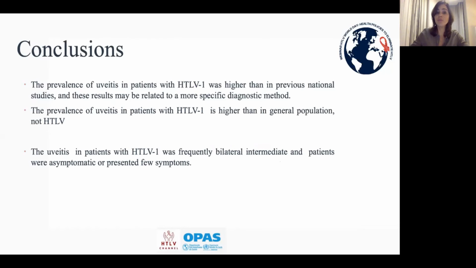In conclusion, the prevalence of uveitis in patients with HTLV-1 was higher than the previous national studies, and these results may be related to a more specific diagnosis method. The prevalence of uveitis in patients with HTLV-1 is higher than in the general population, not HTLV. The uveitis in patients with HTLV-1 was frequently bilateral and intermediate, and the patients were asymptomatic or presented few symptoms.